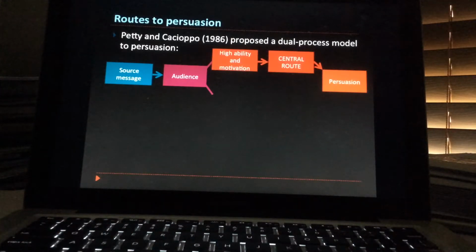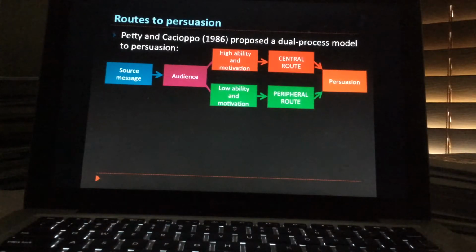The person delivers the message, and then the audience can be broken into two types of people: those who have high ability and high levels of motivation, and these people use the central route to persuasion. And in the other direction, there are people with low ability and motivation, and they tend to use the peripheral route to persuasion.